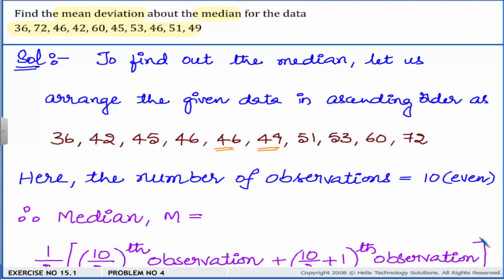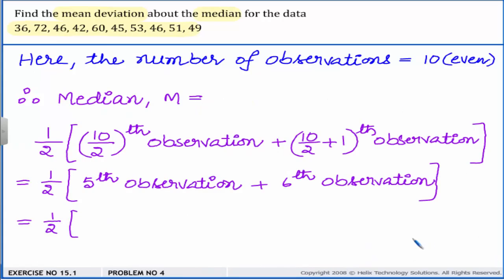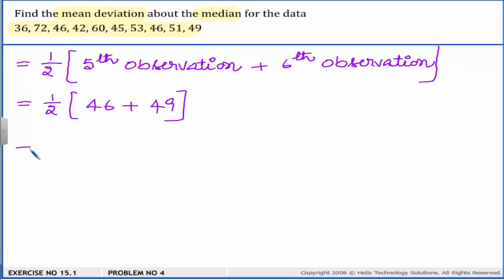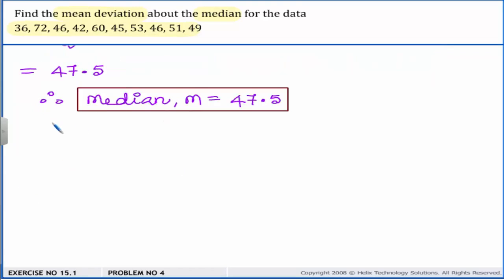So let us write these numbers there. We have 5th observation is 46 and 6th observation is 49. So this is equal to 95 upon 2, which is equal to 47.5. Therefore, we have median m is equal to 47.5.